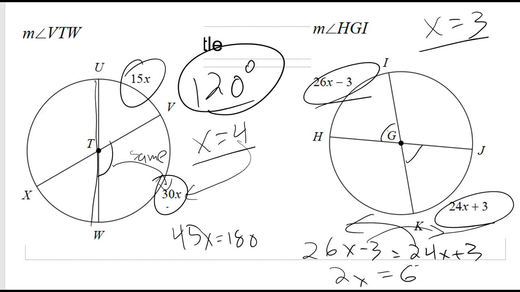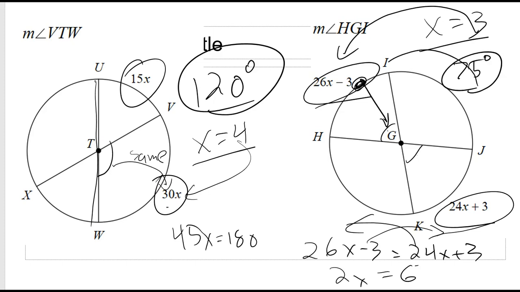Once again, I'm not done with x equals 3. I have to plug it back in. So what I'm going to do is plug it in for here. Because remember, whatever this is, it's going to be the same as that. So I'll just do it in my calculator. 26 times 3 minus 3. 75. So my answer to the right one is 75 degrees.